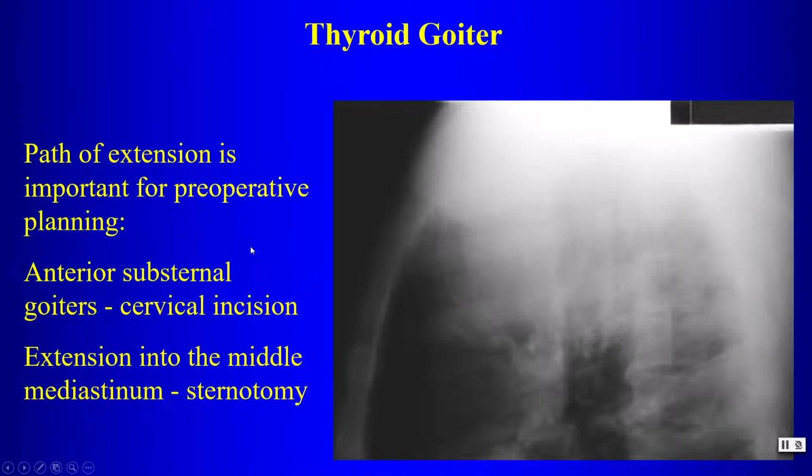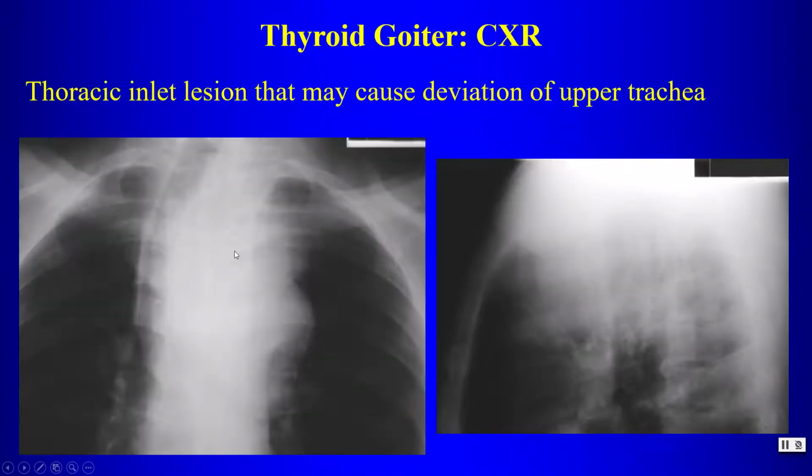That path of extension is important because if it extends to the anterior mediastinum, a cervical incision can remove the mass. However, if it extends into the middle mediastinum, that would require sternotomy for operative removal of the mass.